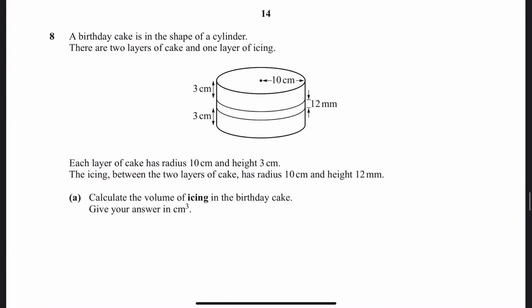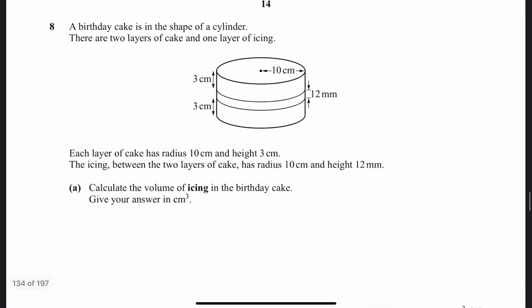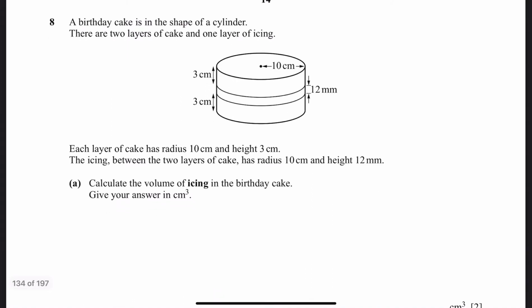Okay, question number 8. A birthday cake is in the shape of a cylinder. There are 2 layers of cake and 1 layer of icing. Each layer of cake has a radius of 10 and a height of 3. The icing between the 2 layers of cake has radius 10 and height 12. Calculate the volume of icing in the birthday cake.